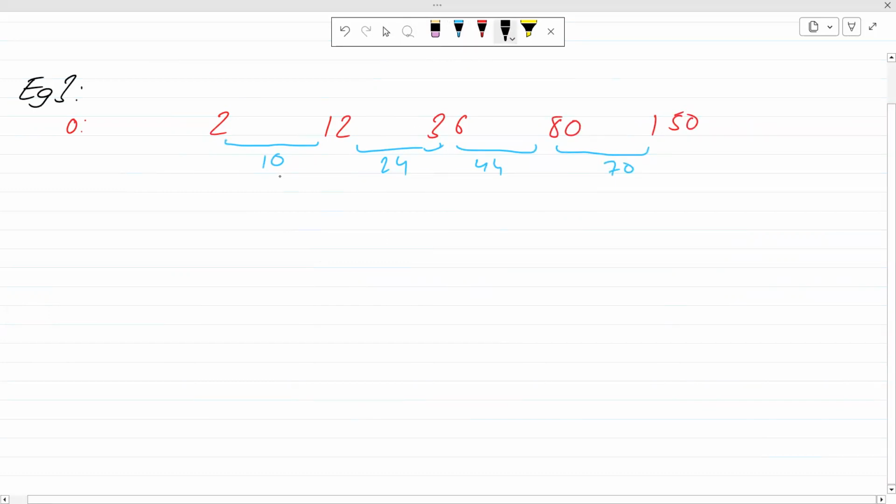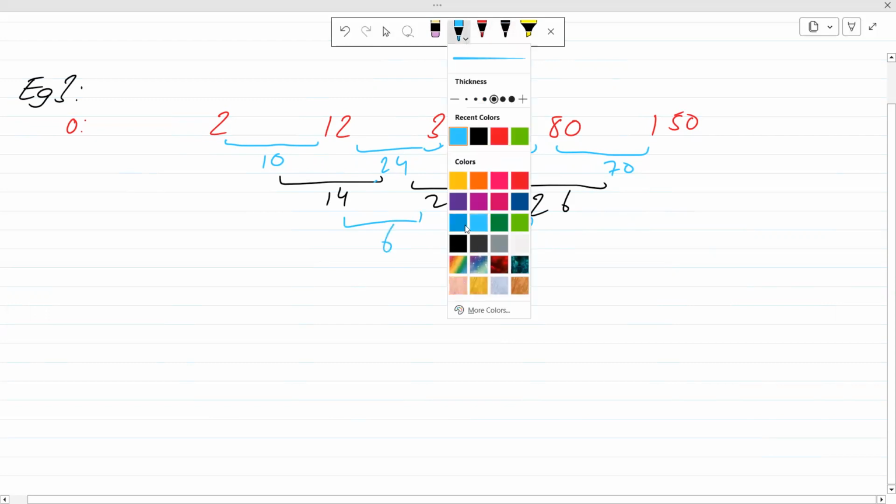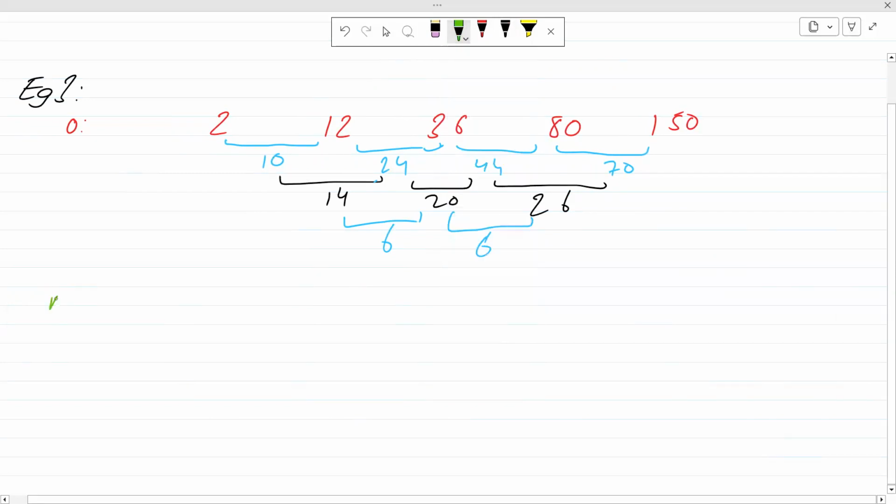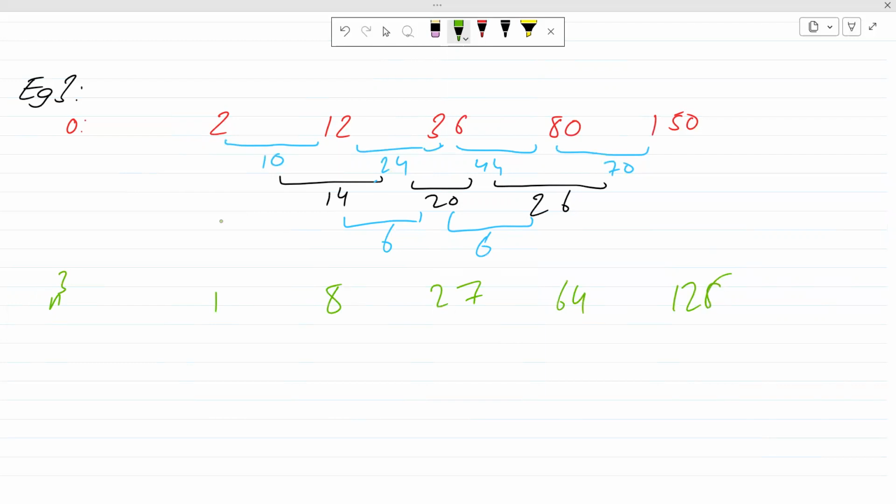What about the second common difference? The second common difference is also not the same. About the third common difference, that is the same, 6, 6. So again, it's a cubic sequence. For a cubic sequence, write the n cube sequence first. 1, 8, 27, 64, 125.